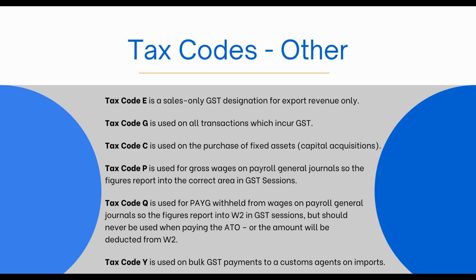Tax Code P is used for gross wages on payroll general journals, so the figures report into W1 in GST sessions. Tax Code Q is used for PAYG withheld from wages on payroll general journals, so the figures report into W2 in GST sessions, but should never be used when paying the ATO, or the amount will be deducted from W2. Tax Code Y is used on bulk GST payments to a customs agent on imports.